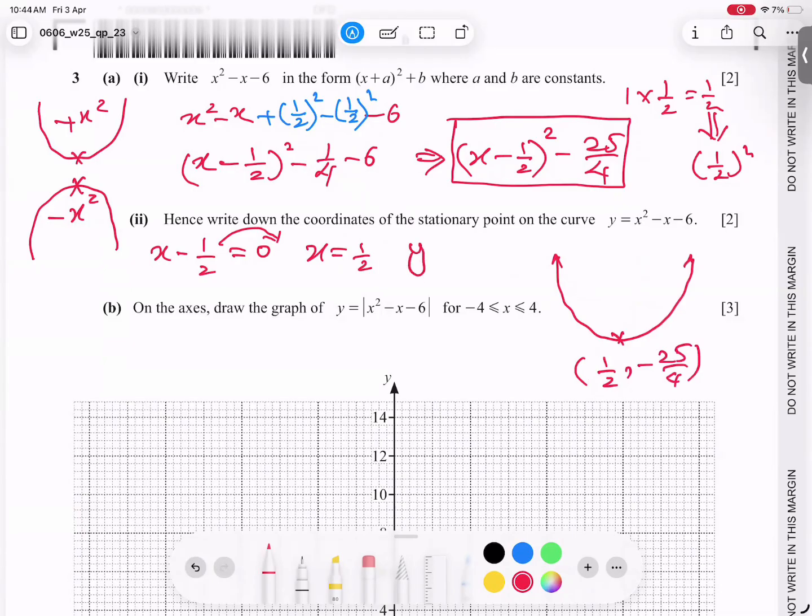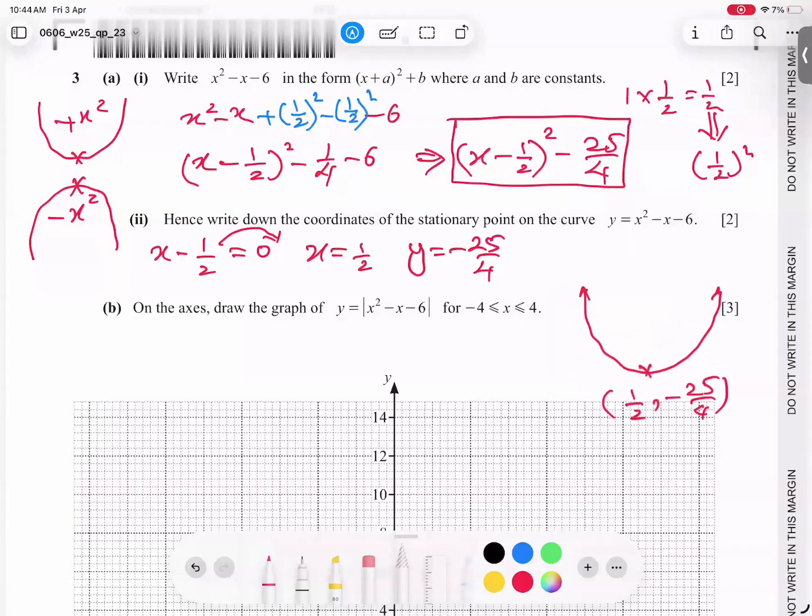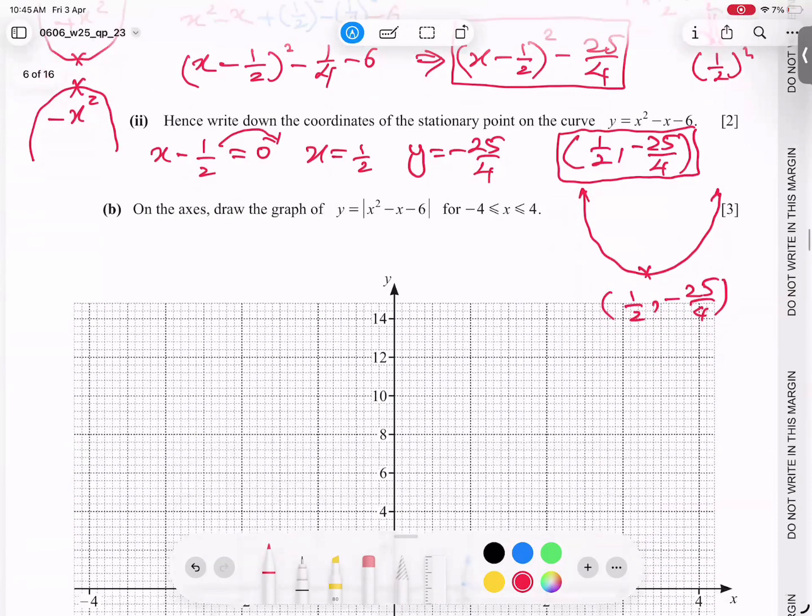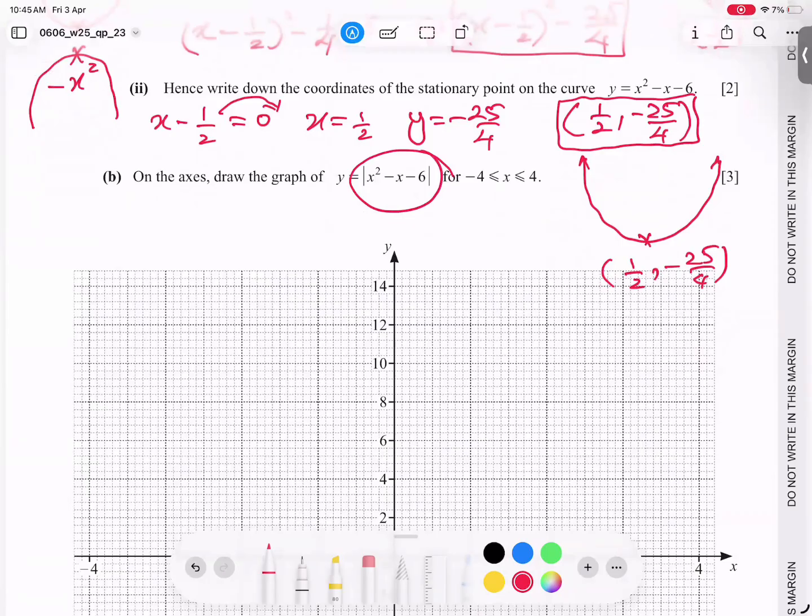And I'm showing the examiner this coordinate. Because they said coordinate, the best way is showing the coordinate form. We must show 1 by 2 comma negative 25 upon 4. And as a teacher I must show this form because this is called coordinate form. Now, student, what to do? These two lines across are called modulus, and the modulus of a positive value remains positive, but the modulus of a negative value will become positive.